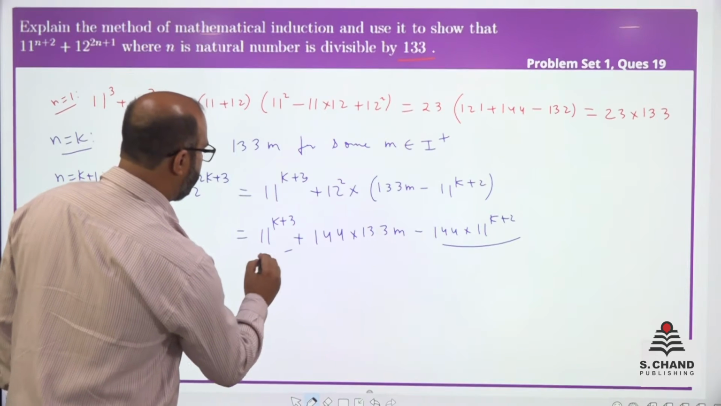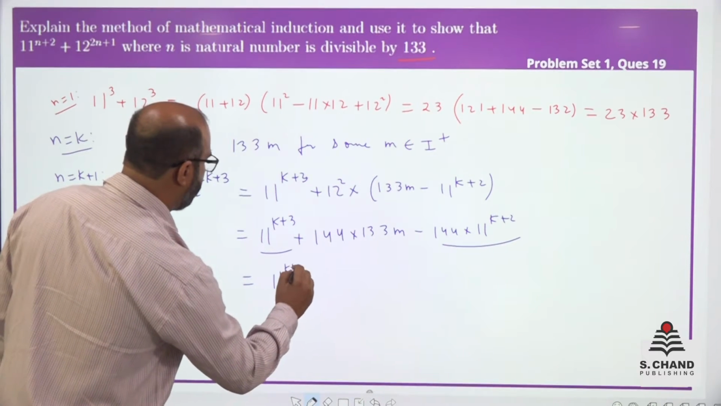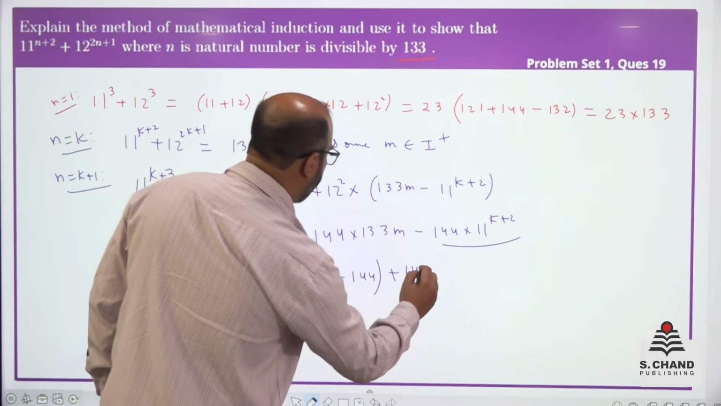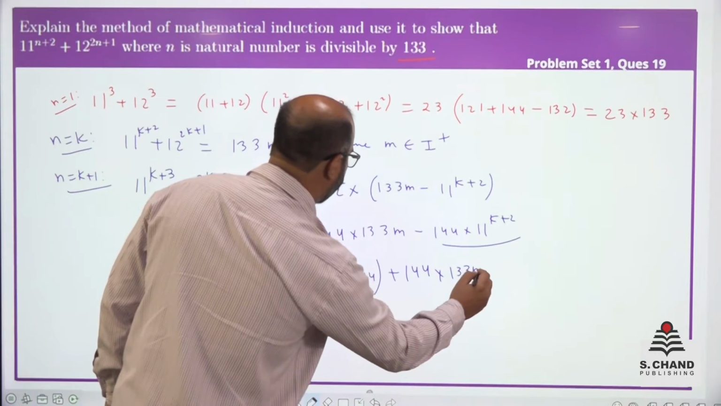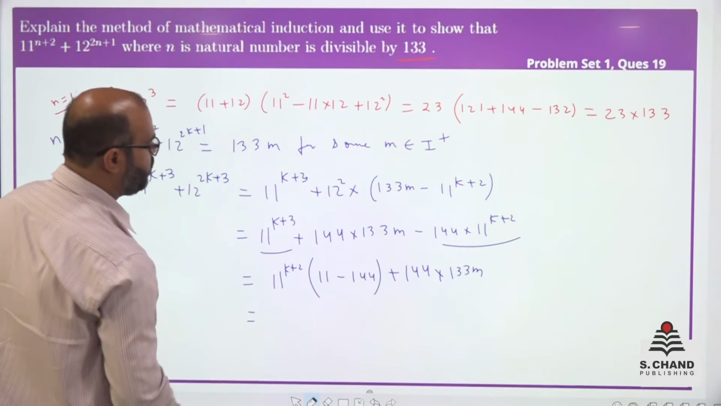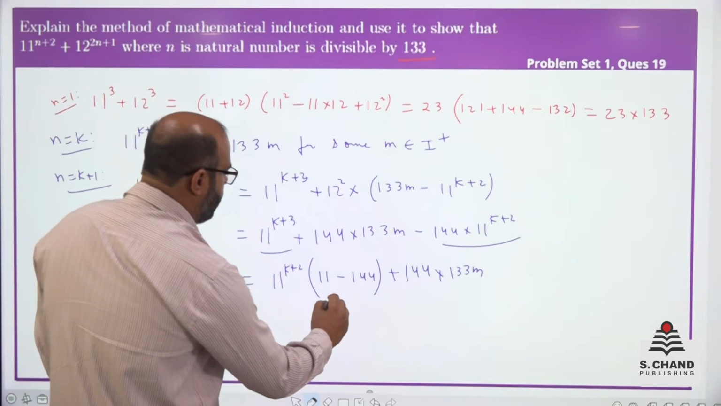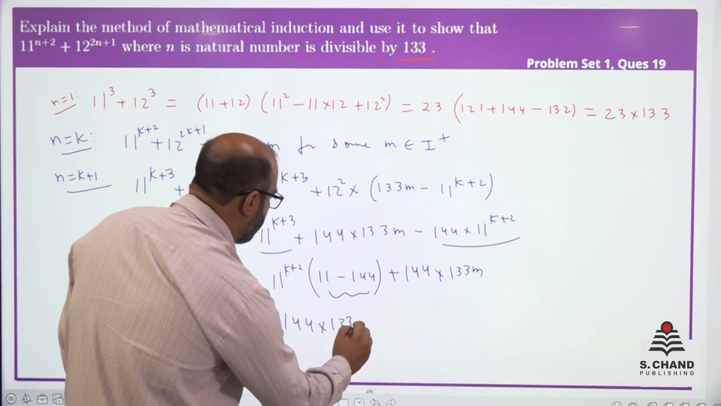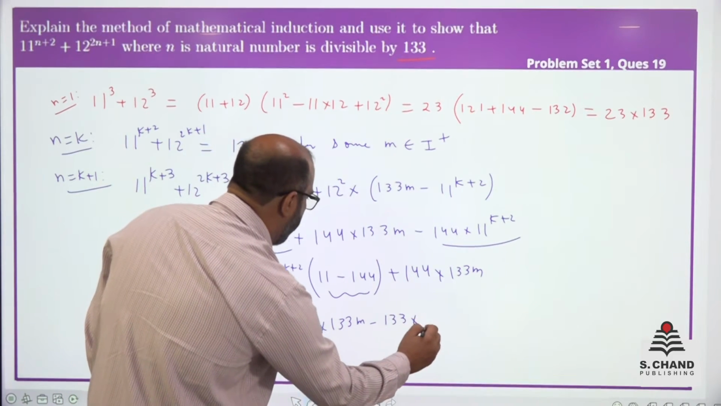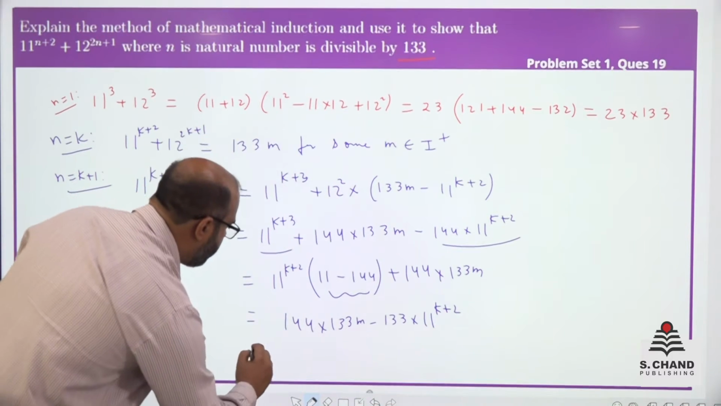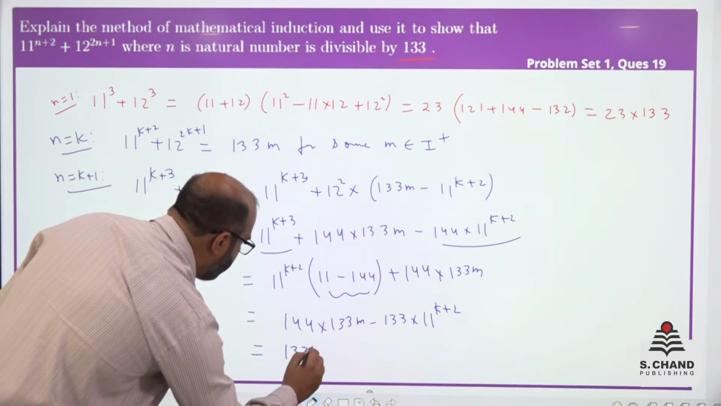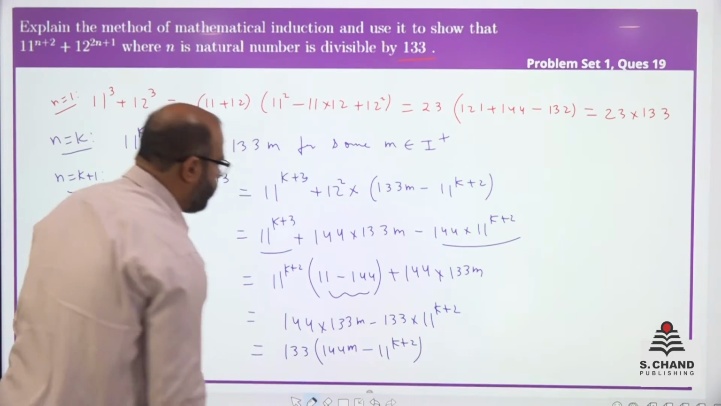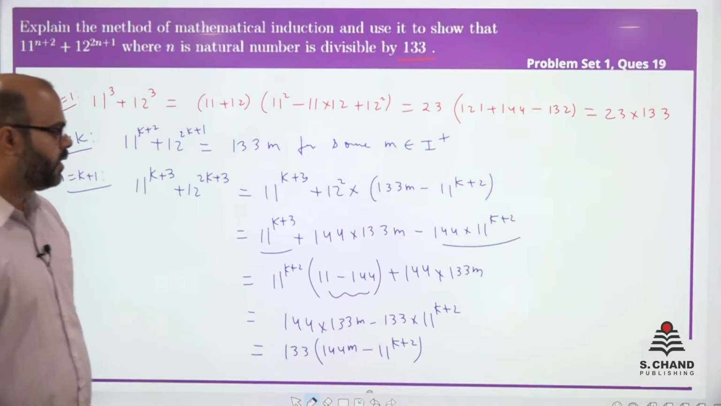Now from here and here I can take 11 to the power k plus 2 common, and it will become 11 minus 144, plus 144 into 133m. So this will become minus 133. So 144 into 133m minus 133 into 11 to the power k plus 2, which will be 133 taken common, 144m minus 11 to the power k plus 2. So yes, this is divisible by 133.